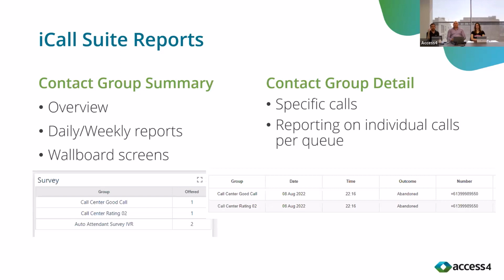And then the other one is the detailed report. So contact group detail, this is really specific calls. This could be a weekly report where you look at all the really negative feedback you've got throughout the week. Is it the same user who's having negative feedback all the time? Is it the same agent who's transferring calls to the queue all the time? Is it on that level?